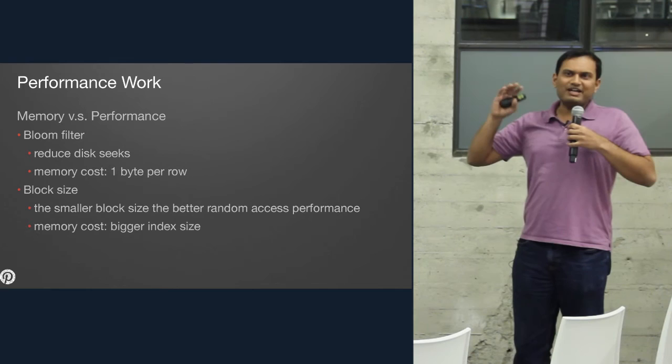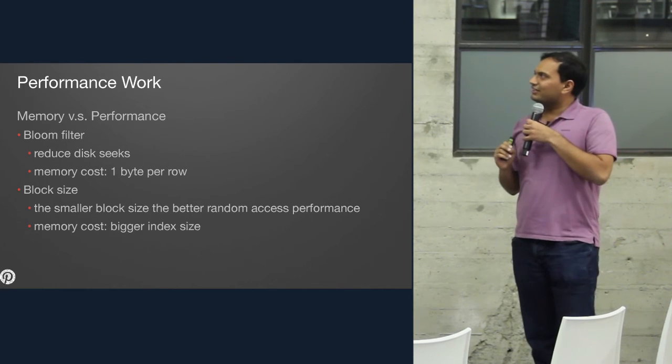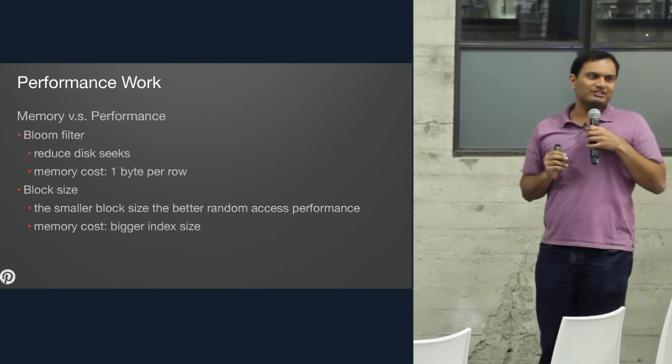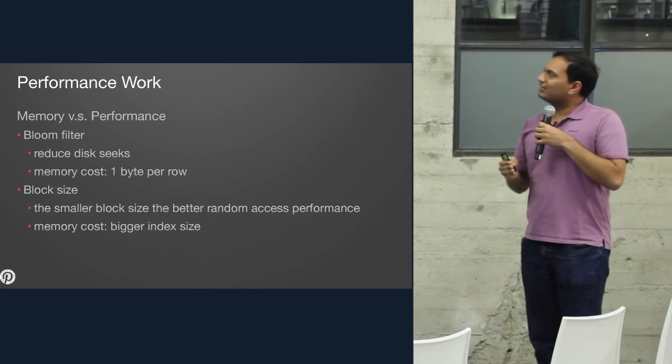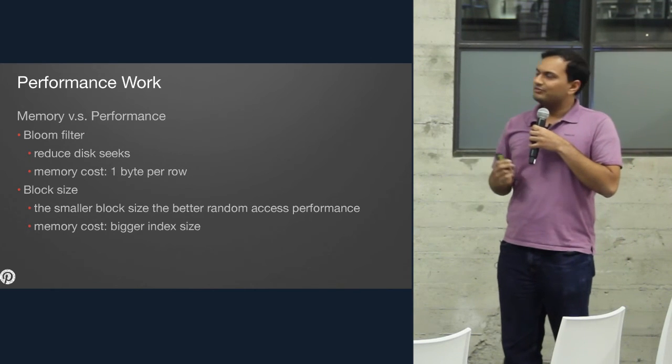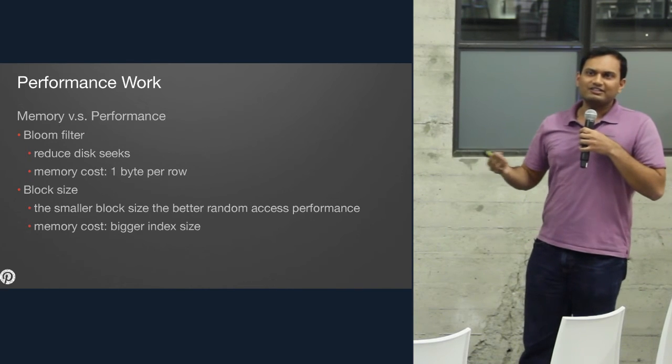The Bloom filter is meant to be a small data structure, but in fact in HBase the cost is 1 byte per row, which is not trivial. It can be pretty large. So if you don't need it, you can disable the Bloom filter. It gives you more memory for the block cache for HBase.